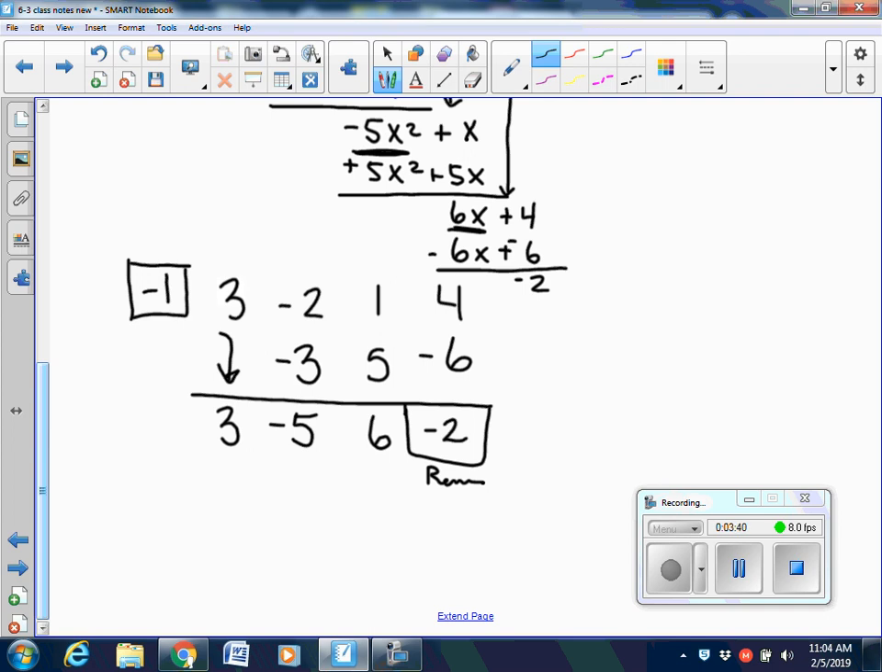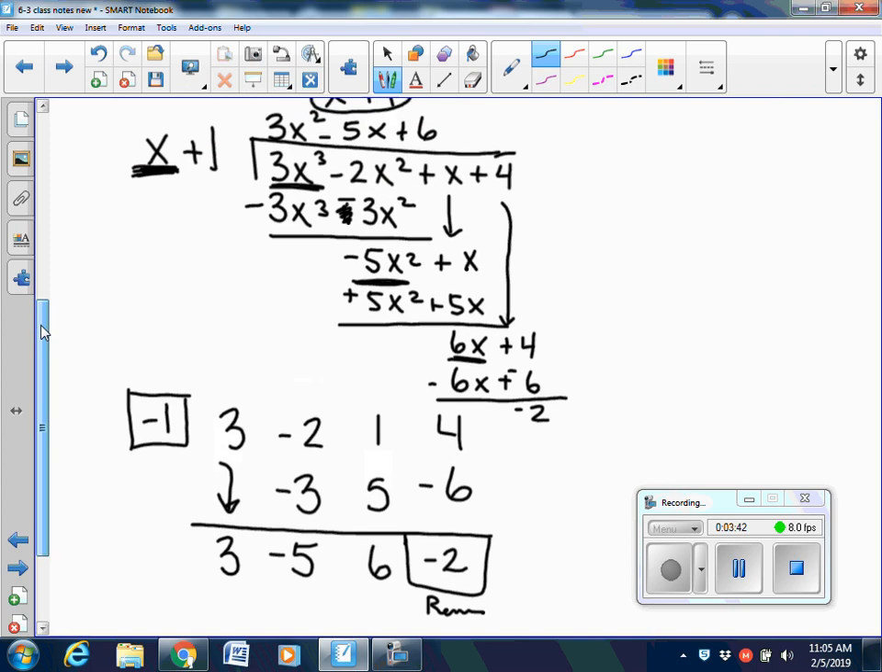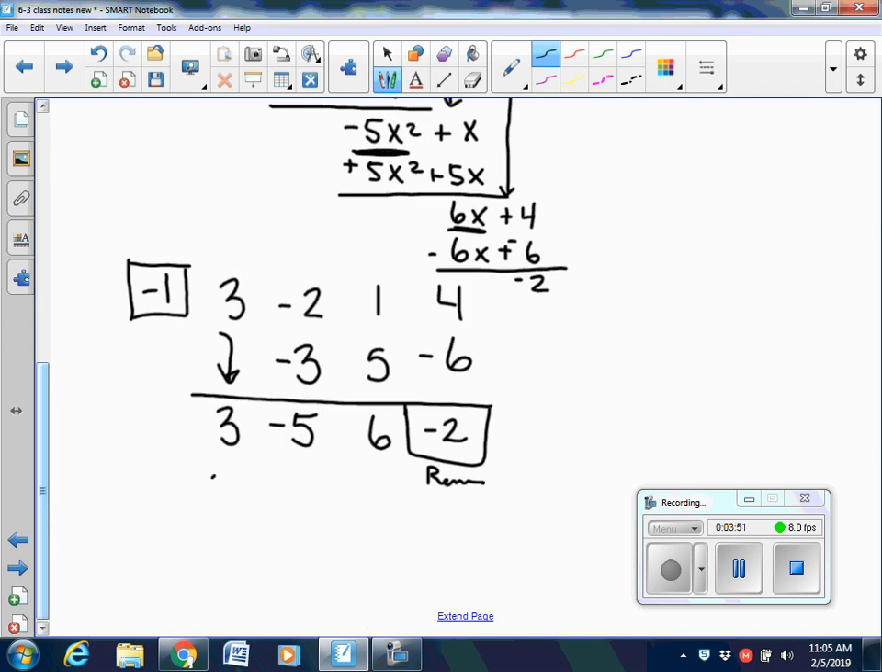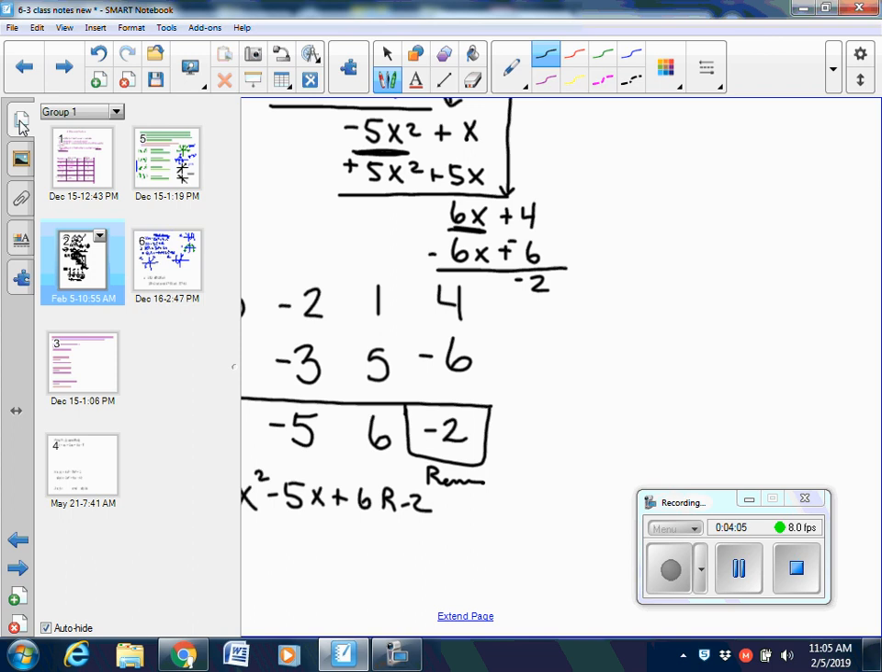Remember how you put this back into polynomial? Just a quick little reminder. It's always 1 less than what you started with, so your final answer needs to be to the second power. So it's 3x to the second minus 5x plus 6, remainder of a negative 2. So that's what we've learned so far in 6.1 and 6.2. Now I'm going to teach you what we learned in 6.3 today.